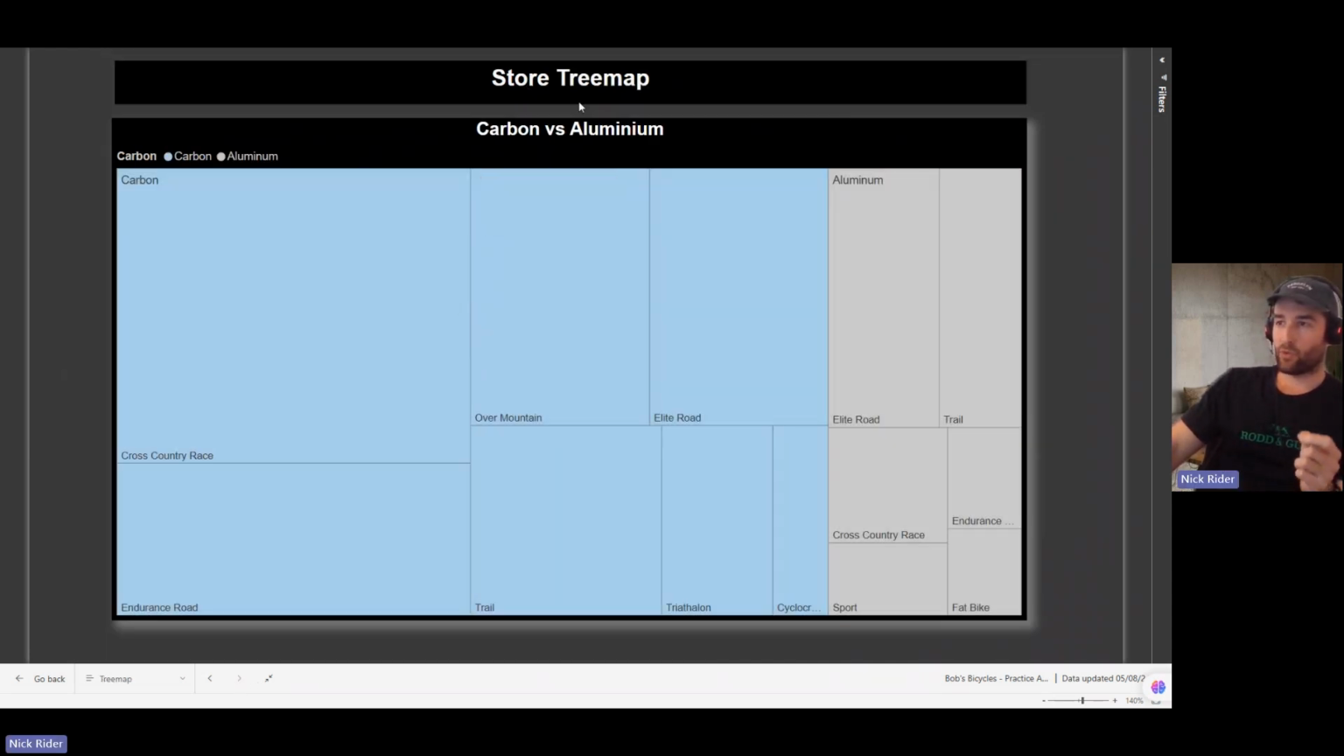And last, we've got a store tree map here just quickly, and it just maps out carbon versus aluminium. What are the bikes? What is the revenue? The larger the size of the box, the greater the revenue contribution of selling that bike to the store. And that's Bob's analysis there in a nutshell for today.